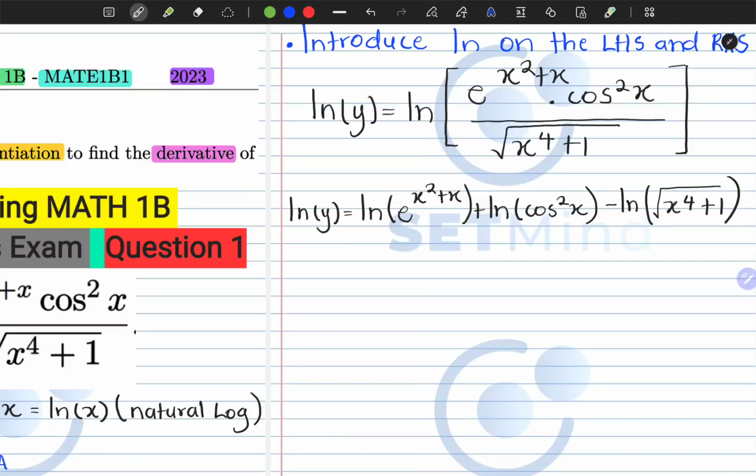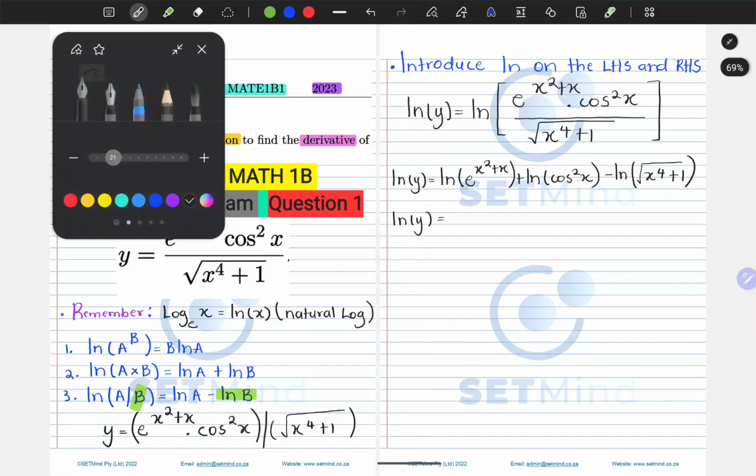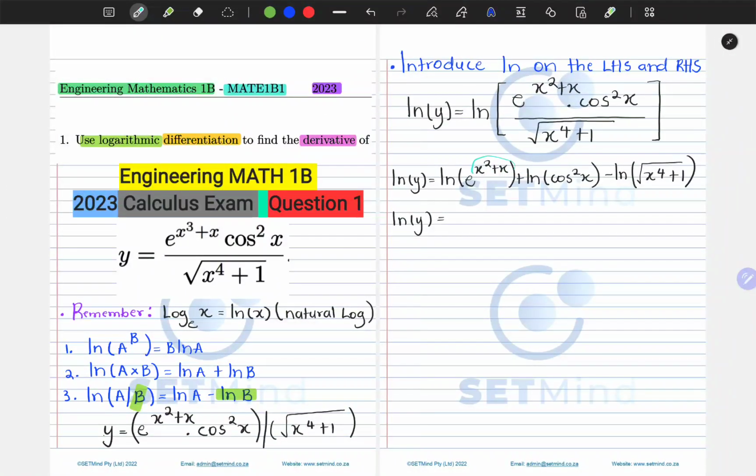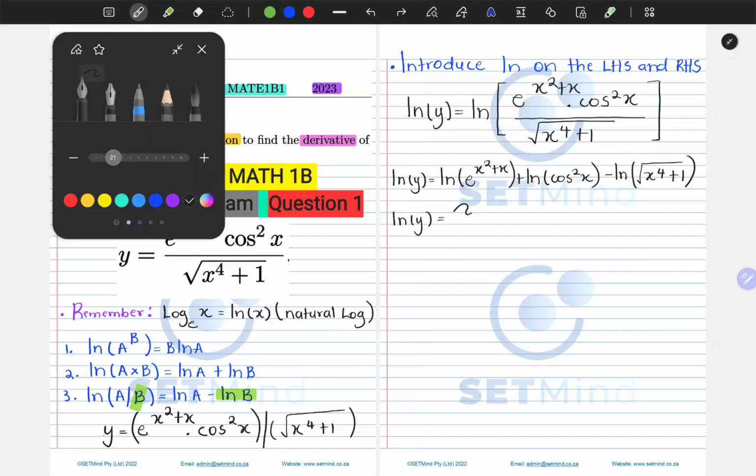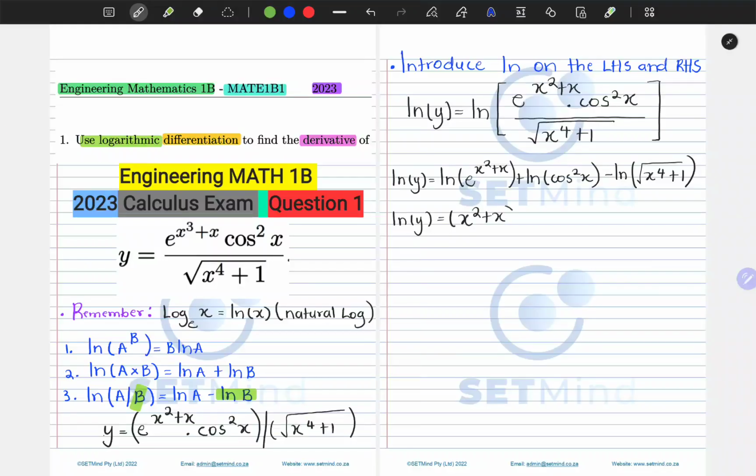Next, we need to try and simplify this and see if it becomes any simpler such that doing differentiation will be a bit easy. For the ln part, we have an exponent here, and according to rule number 1, we can drop that exponent, so we have x squared plus x, and then ln of e, and then plus. For the cos, let's write it this way. Remember that cos squared x can be written as cos x all squared.